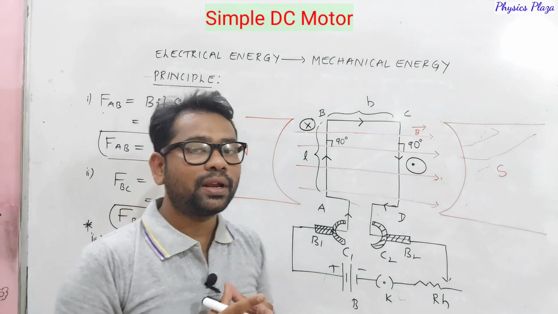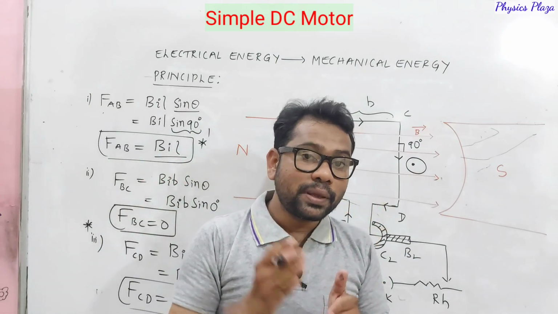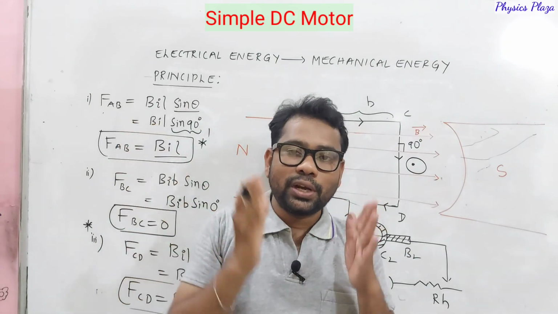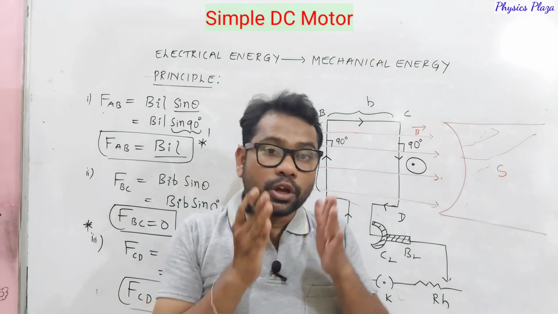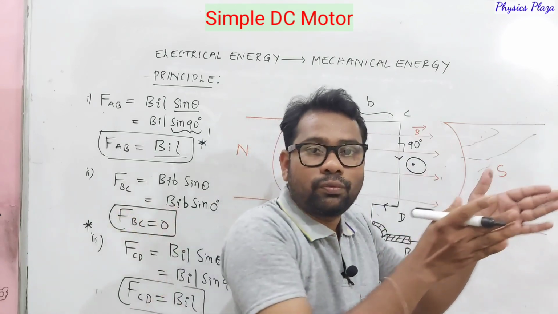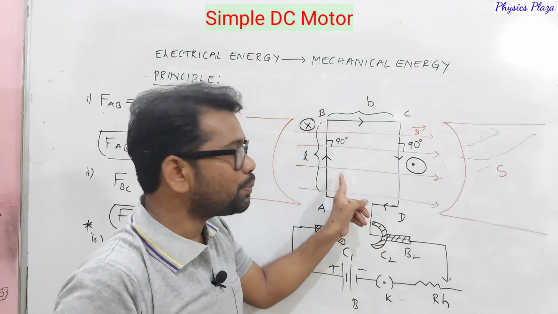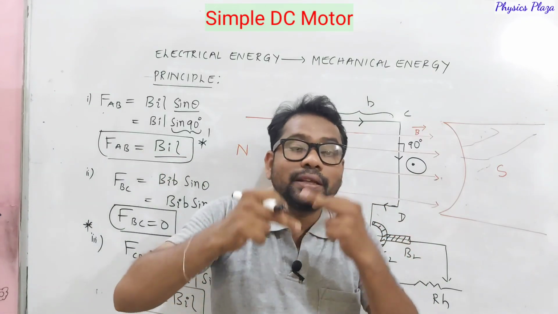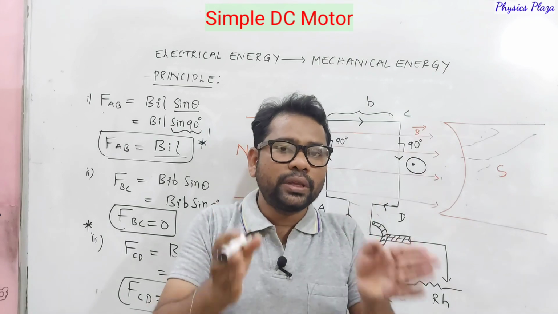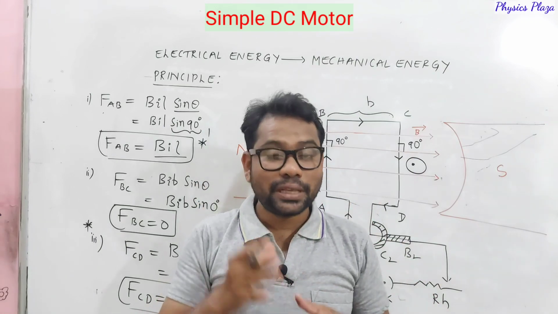In a higher class, you will learn what happens when a copper coil is placed in a non-uniform magnetic field. Children, when a copper coil is placed in a non-uniform magnetic field, it will move. But when a current carrying copper coil is placed in a uniform magnetic field, it is rotated. Why? Because two equal and opposite forces will act. There will be a couple.